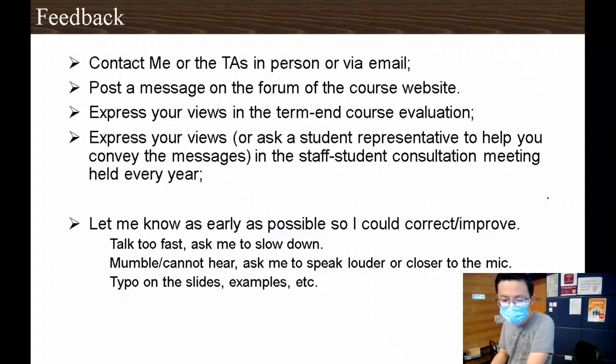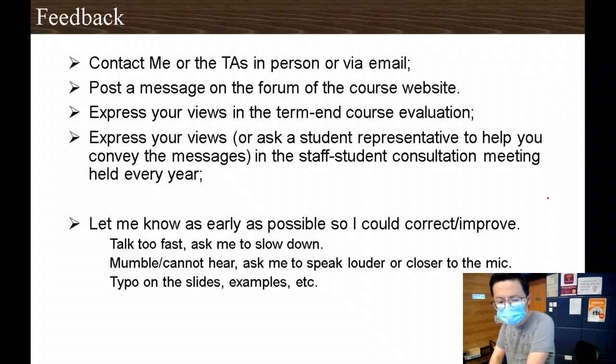Sometimes I might have a different viewpoint than you, and might not completely understand what you learned before, right? So please ask me to go over some of the materials again, maybe from a different perspective, if possible. And sometimes I might mumble, or if you cannot hear me, simply please ask me to speak louder or closer to the mic, or sometimes even the mic might break, right?